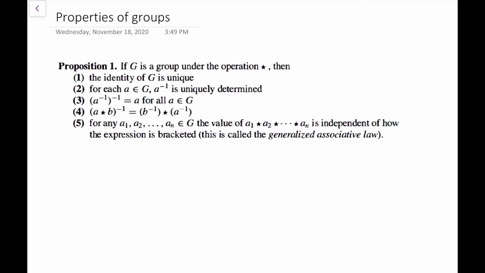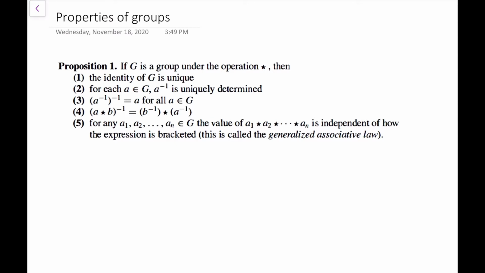Hello everyone. In the last video, we talked about the definition of groups, and we also showed some examples about groups. But in this video, I want to talk about several important properties about groups. But before we do that, let's look at the notation of a group.